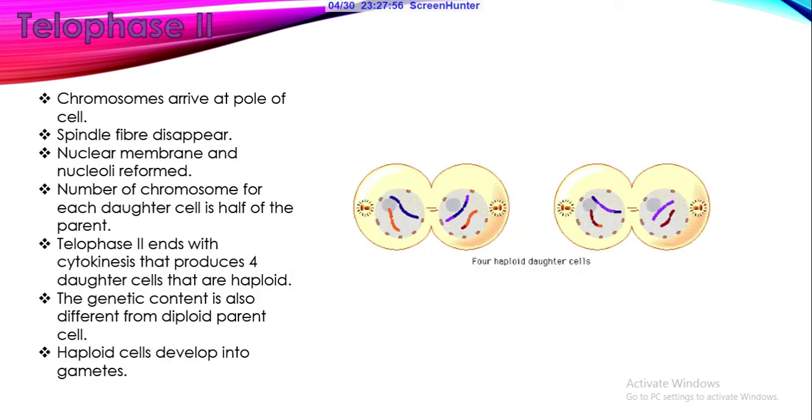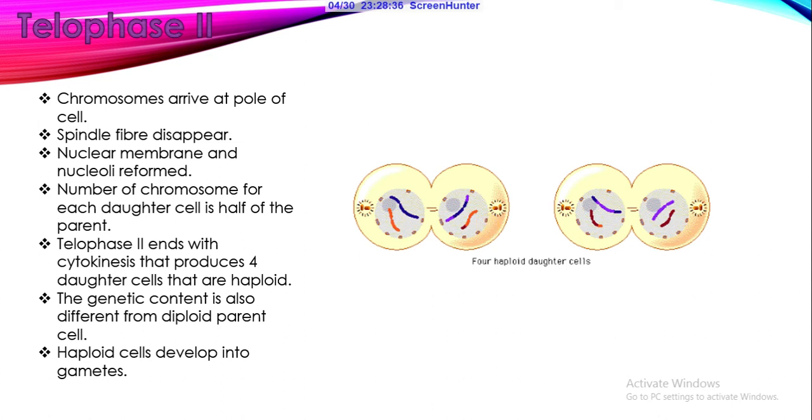And lastly, telophase 2, the chromosomes arrive at the poles of the cell. The spindle fibers start to disappear. The nuclear membrane and nucleoli reform, or begin to appear back. The number of chromosomes for each daughter cell is half of the parent's. Okay, because the parent will have 4, for example. So here we have 2 for each daughter cell. And telophase 2 ends with cytokinesis. Okay, it will produce 4 daughter cells that are haploid. Haploid means half the chromosome number of the parent.